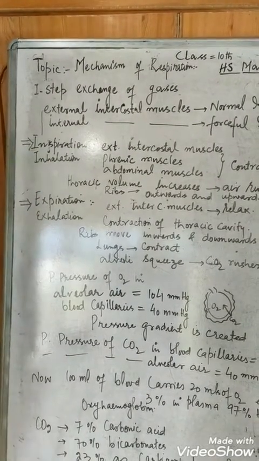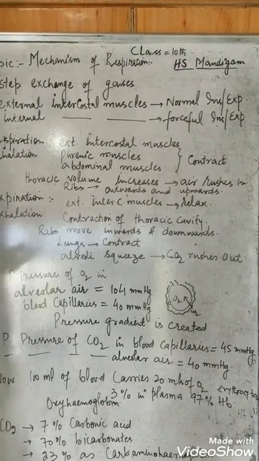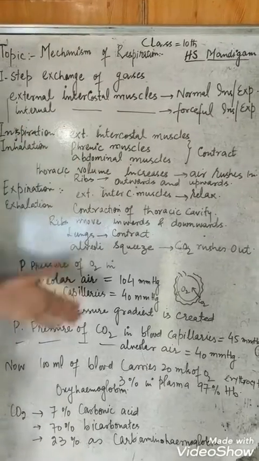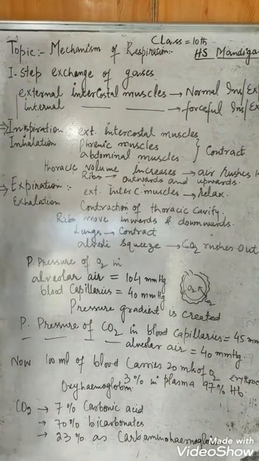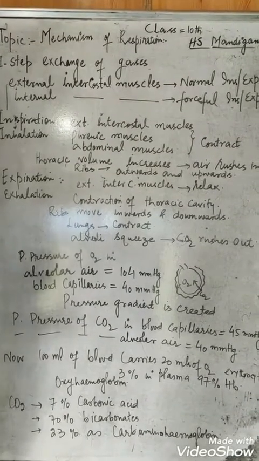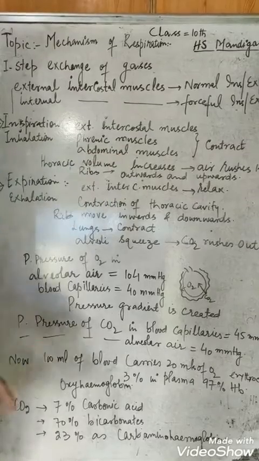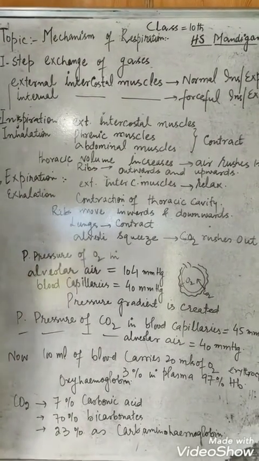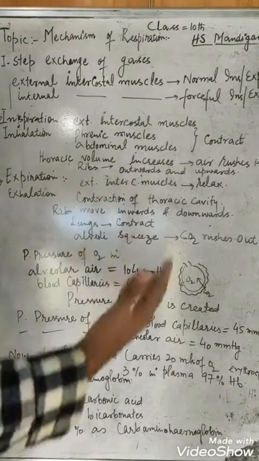First of all, inspiration will take place. Inspiration is also called inhalation. During inspiration, the external intercostal muscles and the phrenic muscles, which, as I have already told you, join or hold our diaphragm with the vertebral column and the ribs, along with the abdominal muscles, contract. Once they contract, the volume inside our thoracic cavity and our lungs increases.